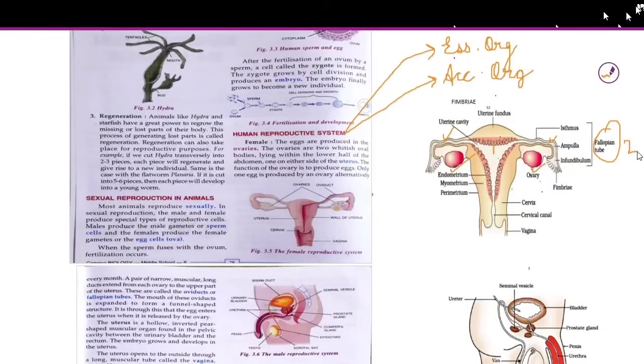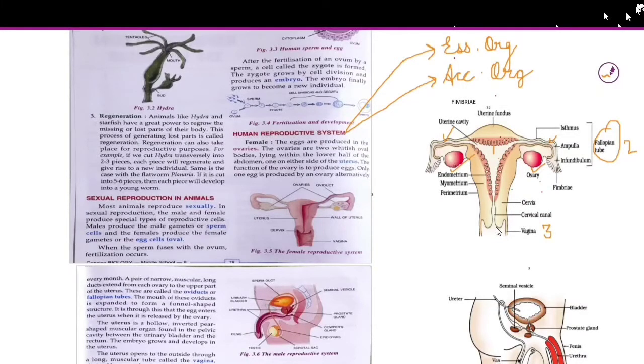Next we have, children, the third accessory part, that is the vagina of the female reproductive system. And in higher classes you will learn about the vulva which surrounds the vagina and the various glands. For standard 8, you have to learn about the essential organs, that is a pair of ovaries, and the accessory organs include a uterus, a pair of fallopian tubes and vagina. So these are the various parts.